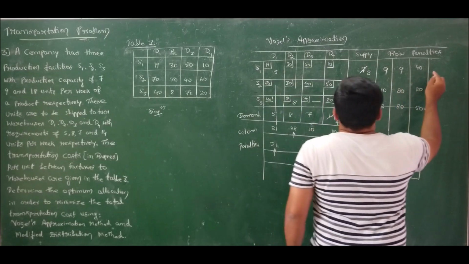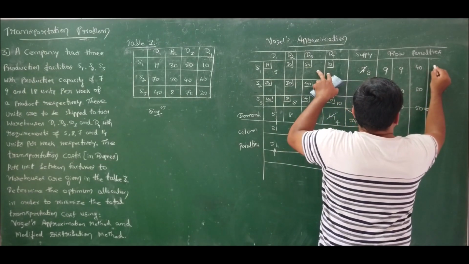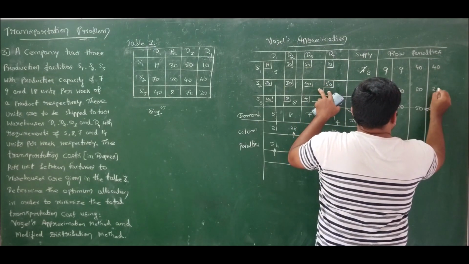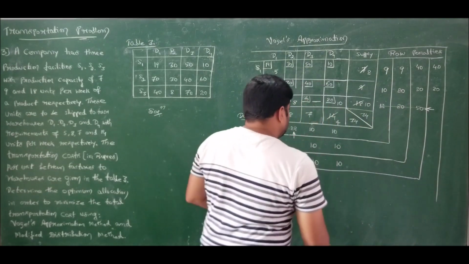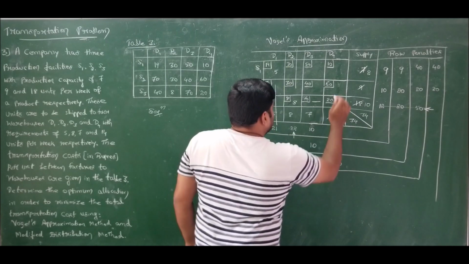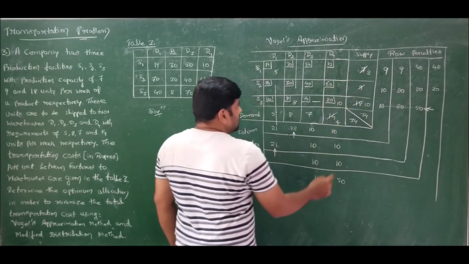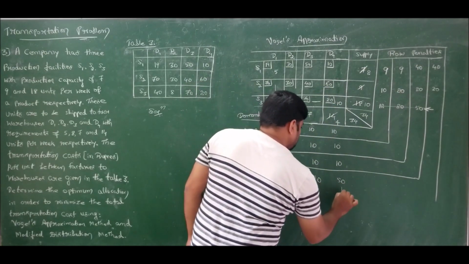Now moving for trial number 4, the difference will be 40. Here the difference will be 20. Now coming over to column, here the difference will be 10 and here the difference will be 50, right? 60 and 10 is the remaining, so difference will be 50. So therefore I should go for this one.